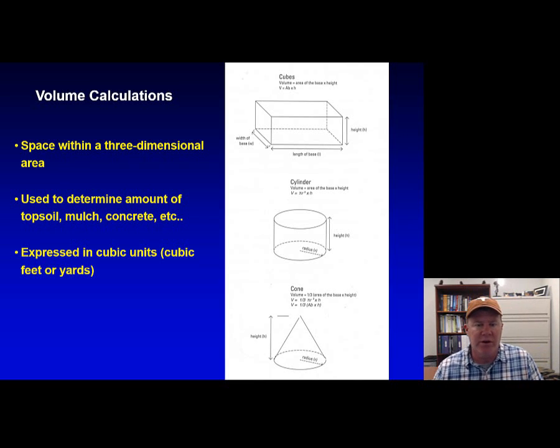Here we have it for a cylinder. I'm not going to talk too much about that, but we get into this when we start talking about our greenhouse classes, figuring out volume for containers and stuff that we use. It's pi r squared times the height. That's the volume of the cylinder.